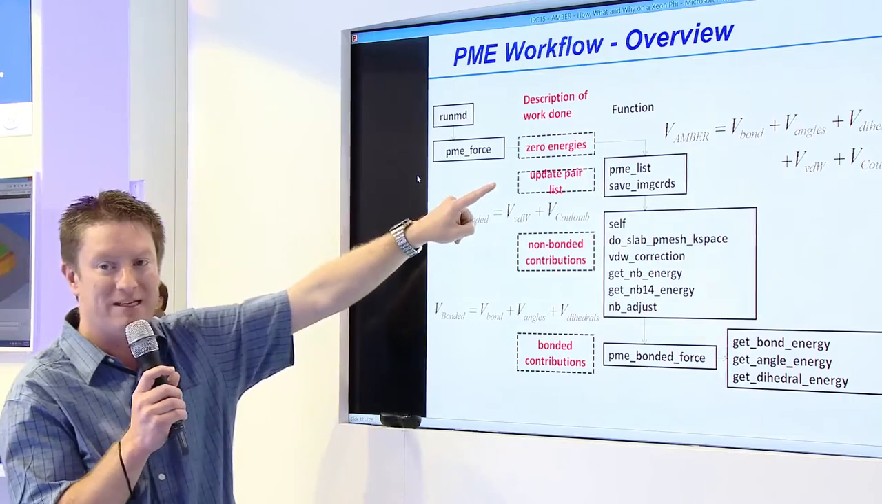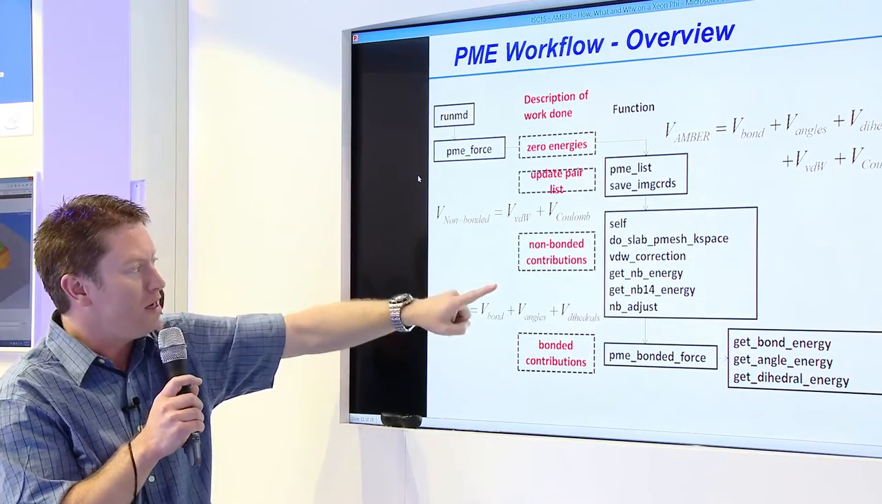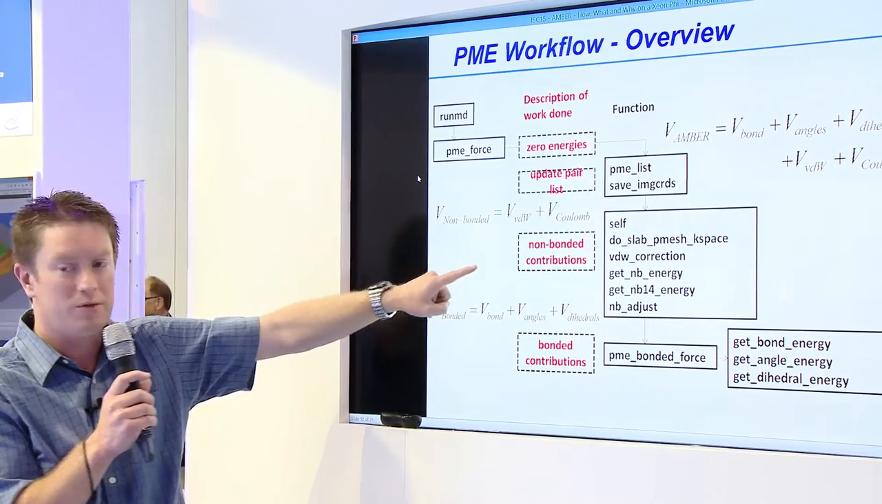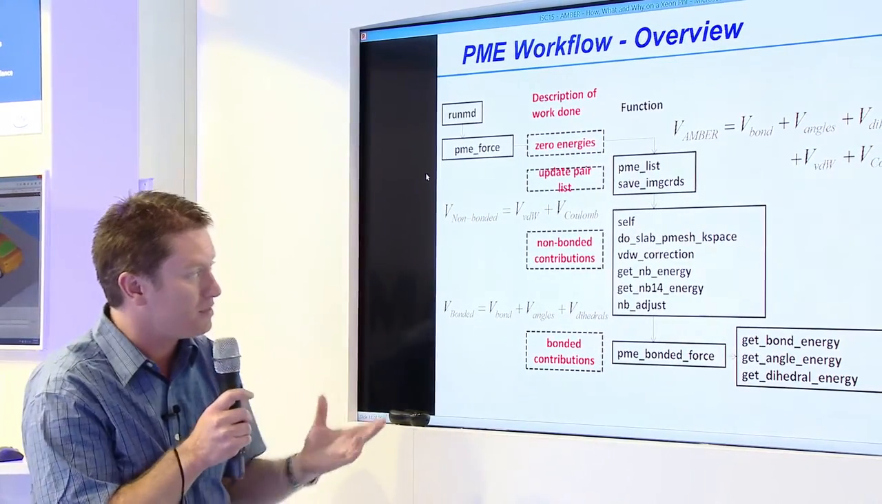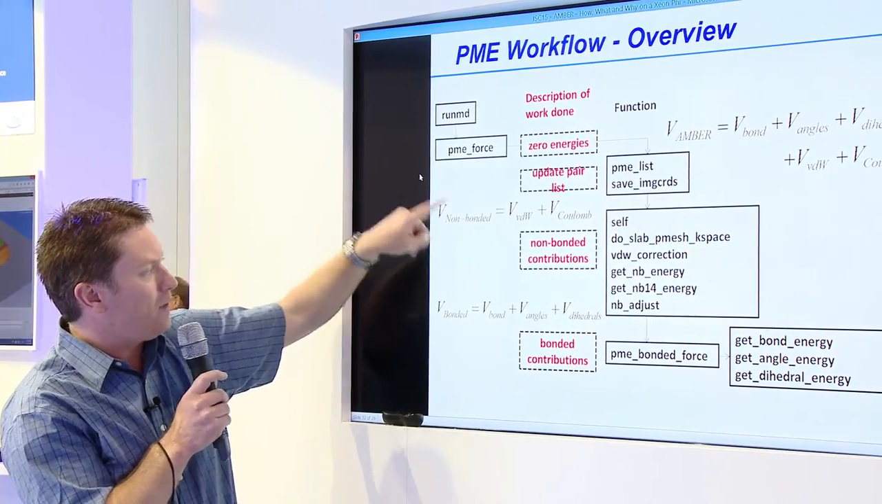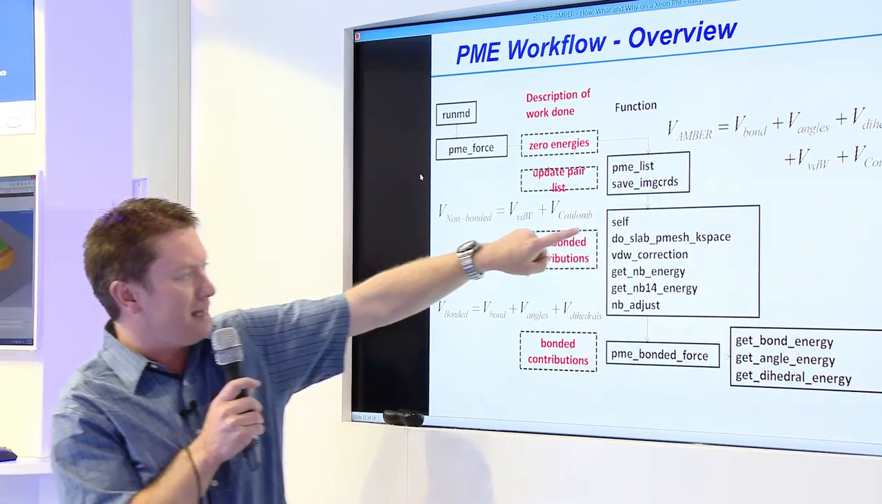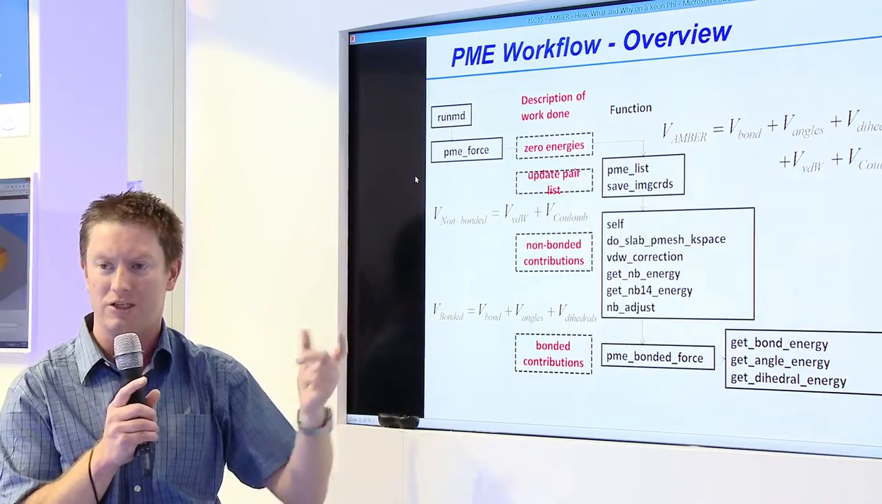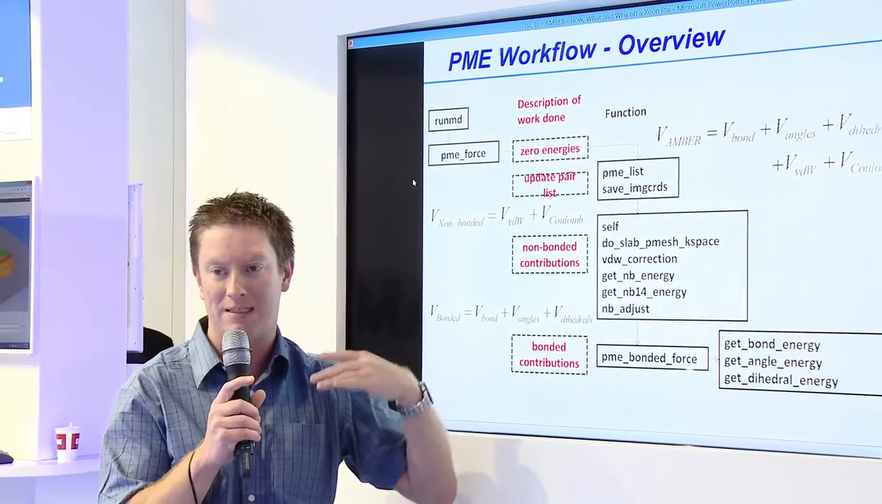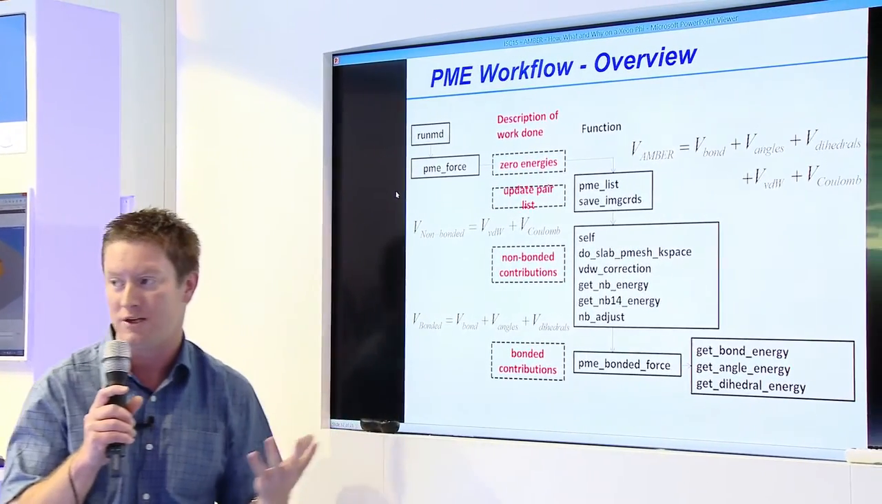We might do this every 7 to 10 steps or so. Then we calculate our non-bonded contributions, that is the van der Waals and electrostatic interactions between all the atoms. And this is done in two parts. This is done in a direct space sum, where it's just a straight pairwise interaction, and it's done in a reciprocal space out to infinity, which makes use of Fourier transforms.